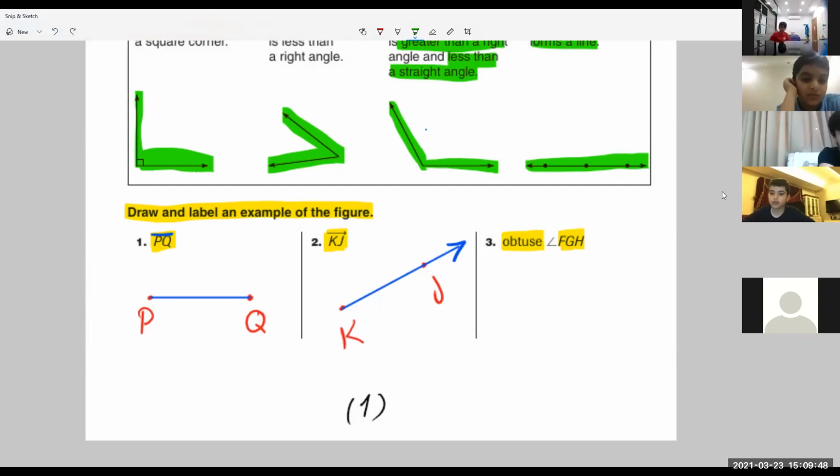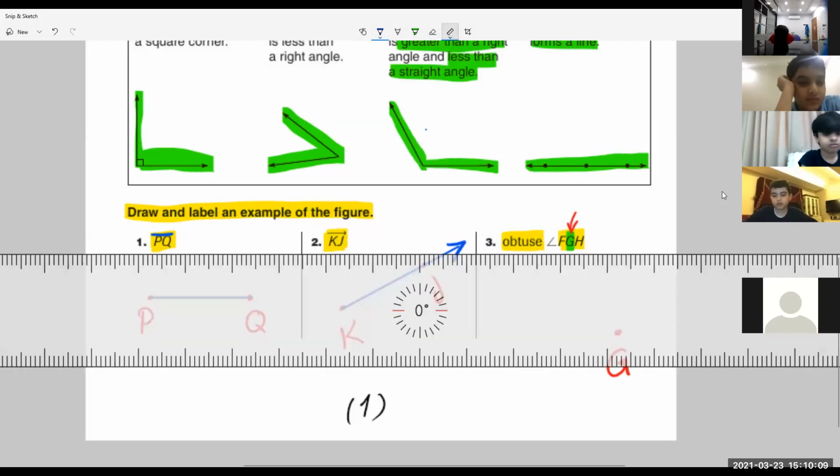Yeah, because in the middle is the vertex. So you have to start with the vertex in the middle, okay? If you want to draw an angle, you have to start with the vertex in the middle, okay? So let's start with G. Now let's draw the first ray here.